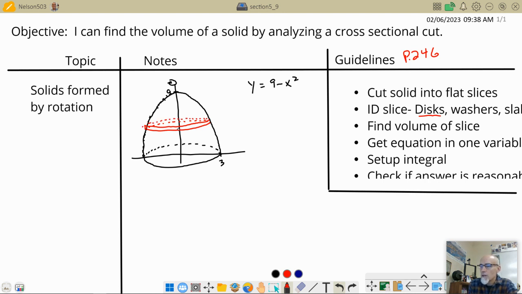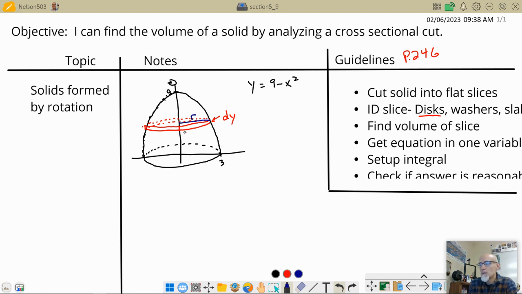And the height of our disc, this little chunk right here, is going to be dy. So that little thickness right there is dy. And we would need to identify what the radius of our disk is. And so I'm going to draw a radius in here, and I'm going to call that R.